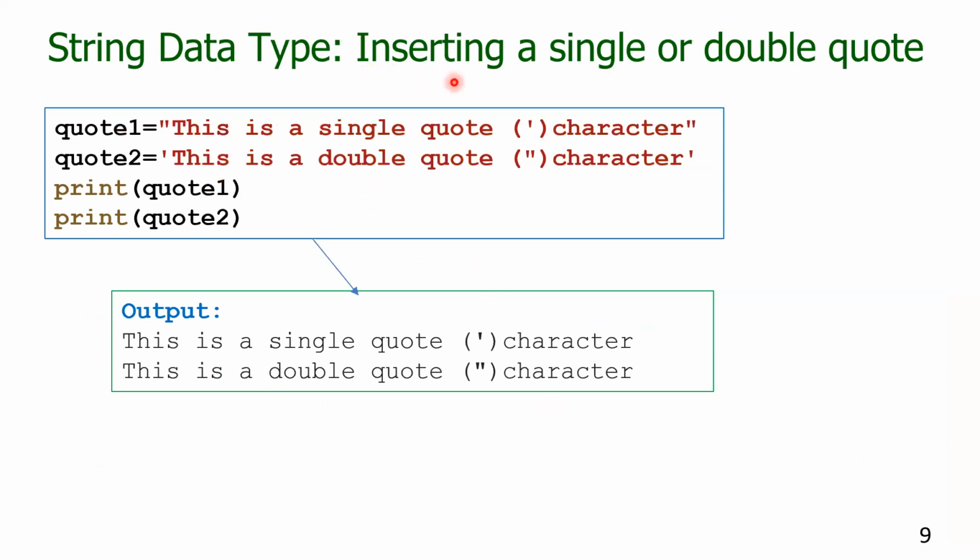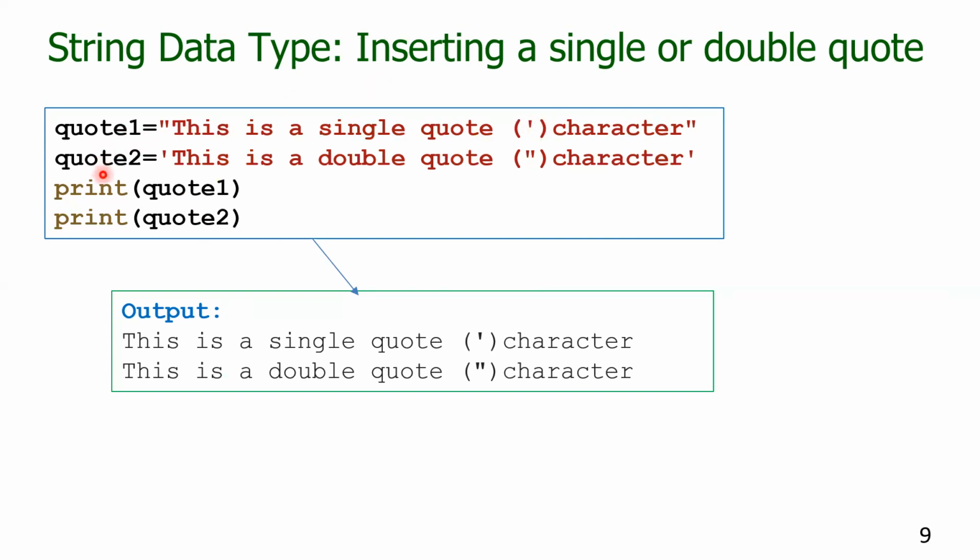Now let us see how to insert a single quote or double quote as part of the string itself. Here we are assigning two variables, quote1 with the string. This is a single quote character. That means here we are interested to insert the single quote character within our string. That is why we have to enclose the entire string by using some other quotes, be it triple quotes or double quotes, but not the single quote. If you try to insert by using single quote, it will give an error.